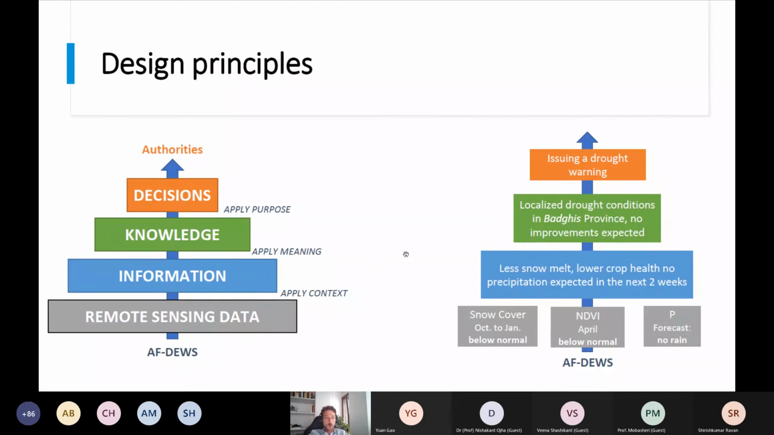I will now focus a bit on the type of information and especially the satellite information that we have been using, and how this analysis can be done in a very simple way to inform decision makers once again. So let's go to the next slide, please.